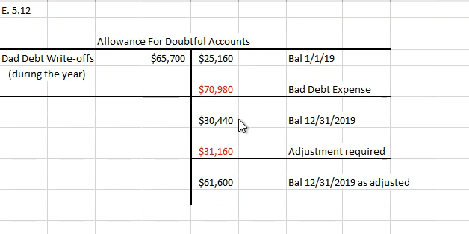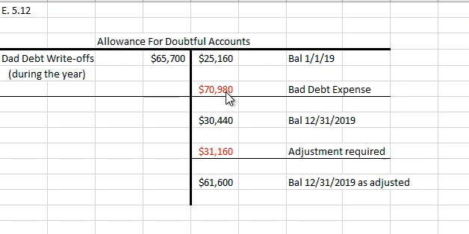And then they ask us, well, what is the bad debt expense? So I have this in red, guys, because that's the solution to the problem. But what you would want to do is take this 65,700, subtract out 25,160, and then add this ending balance back to it in order to get the amount of bad debt expense that we actually wrote off for the end of the year. Now remember, we're doing this journal entry, guys.